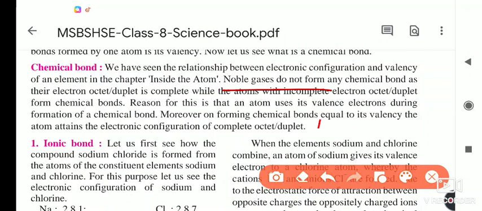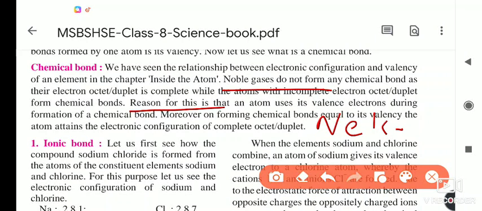Why? Because, for example, neon, krypton, xenon, these are the inert gases. Their outer orbit is complete, meaning their octet is complete, and that's why they do not form any kind of chemical bond with any other substance. Then here what they told you, an atom with an incomplete electron octet or duplet. So here their octet or duplet is complete, that's why these noble gases do not react with any other substance.